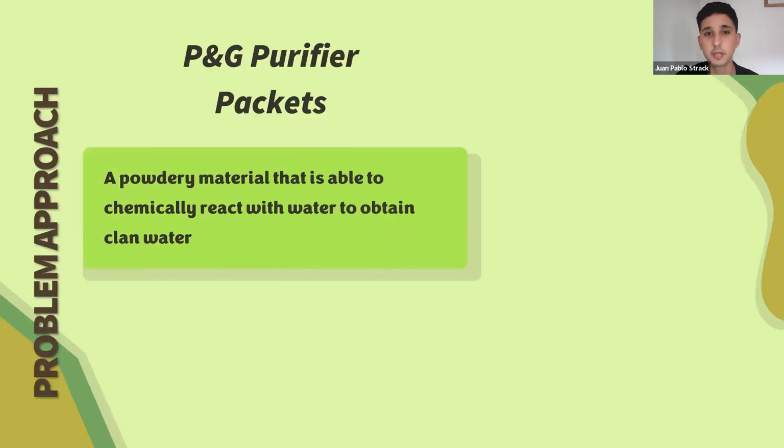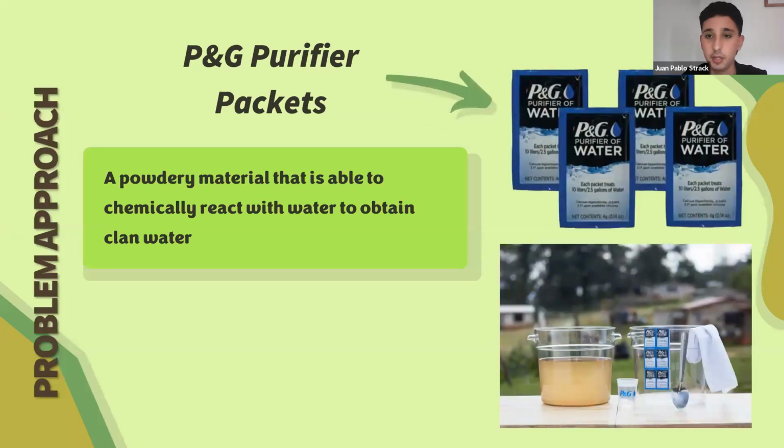The second proposed method is the P&G Purifier Packets. They were developed by the P&G company, and they are composed of a powdery material that is able to chemically react with water, separating the dirty particles from the water to obtain clean water. Here we can see pictures of the presentation of the packets of the company.